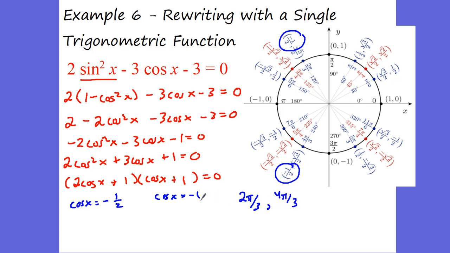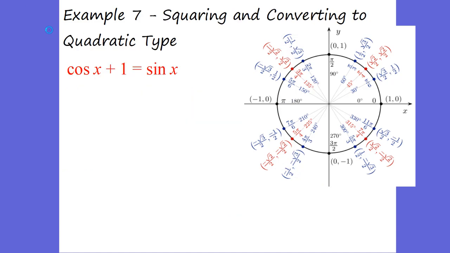Where does it equal negative 1? Right here at pi. So I have 3 different values that could work for solving this function. Basically, we're doing algebra. Once we do our algebra, we're looking at our unit circle. What can x equal? Let's take a look at squaring and converting to a quadratic type.